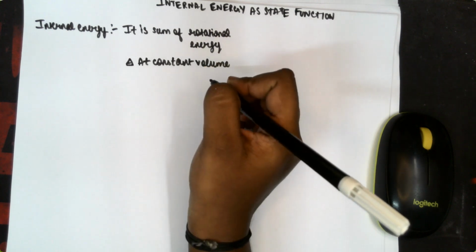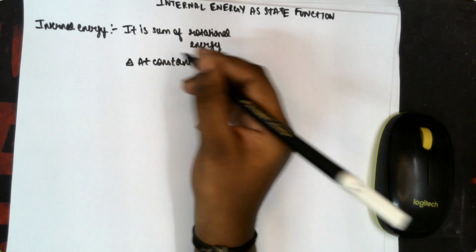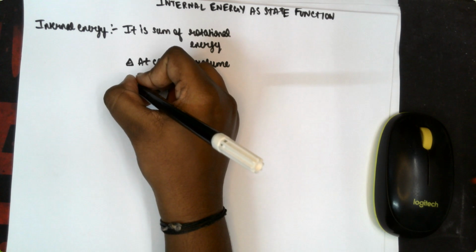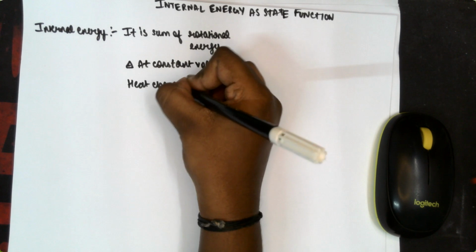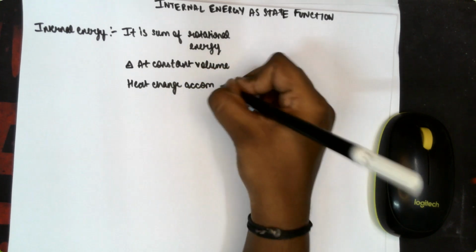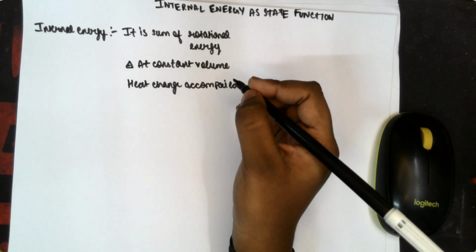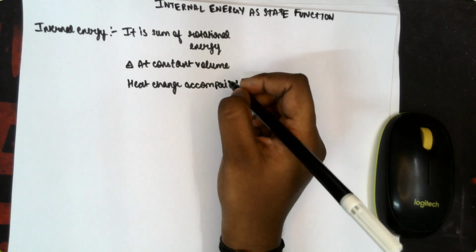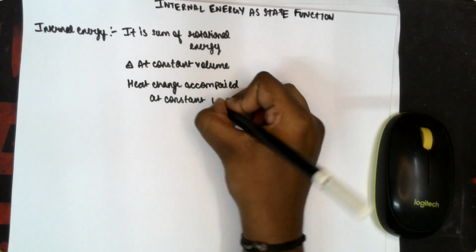And I also introduced the heat content, that is enthalpy. That enthalpy change is the heat change accompanied by the chemical reaction, in the case of a chemical reaction, at constant pressure. So what about internal energy? Heat exchange taking place at constant volume, whereas this one is heat change taking place at constant pressure. So that makes the difference. Are you able to follow? Right.